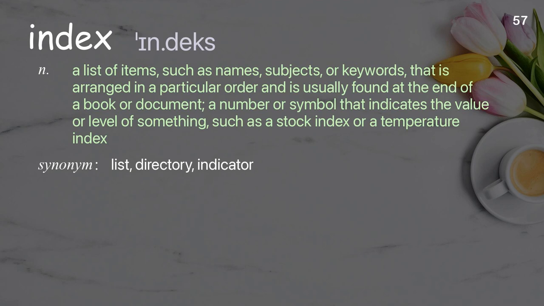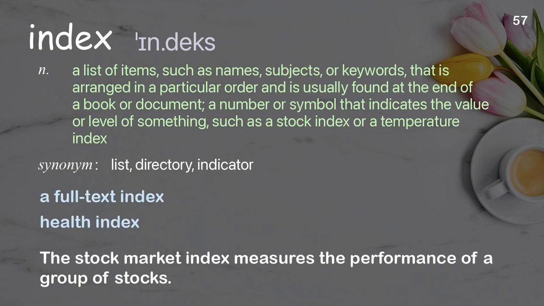Index. A list of items, such as names, subjects, or keywords, that is arranged in a particular order and is usually found at the end of a book or document, a number or symbol that indicates the value or level of something, such as a stock index or a temperature index. Examples. A full text index. Health index. The stock market index measures the performance of a group of stocks.